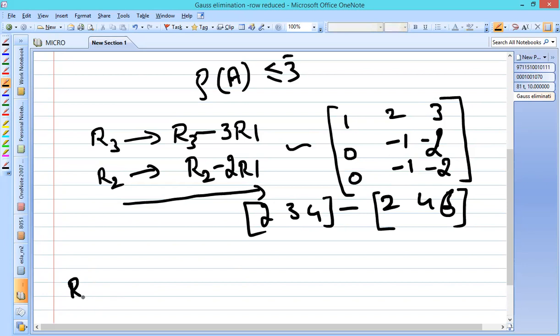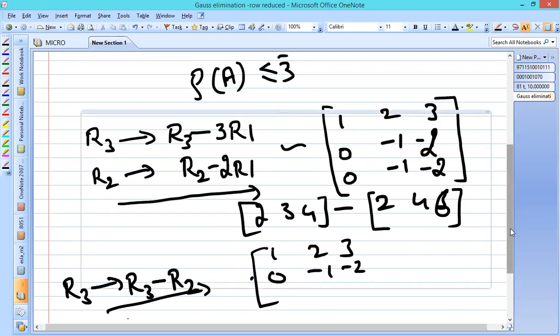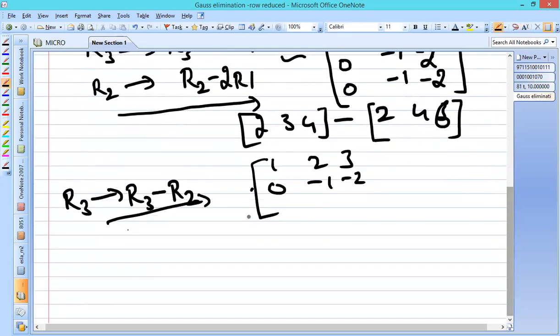Suppose you perform R3 as R3 minus R2. If you subtract the elements of the second row from the third row, it will be reduced to what? So it will give 1, 2, 3, then 0, minus 1, minus 2. The row 2 elements will not change. And then in the third row, it will result in 0, 0, 0.